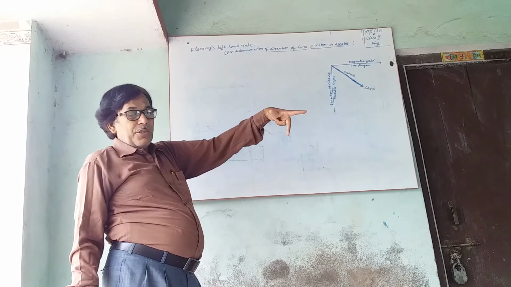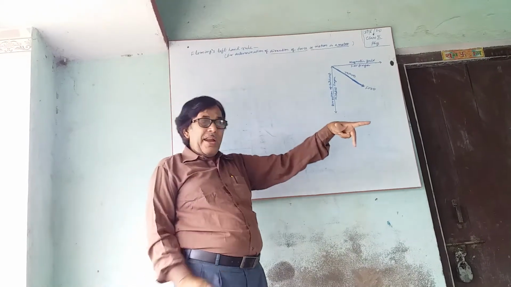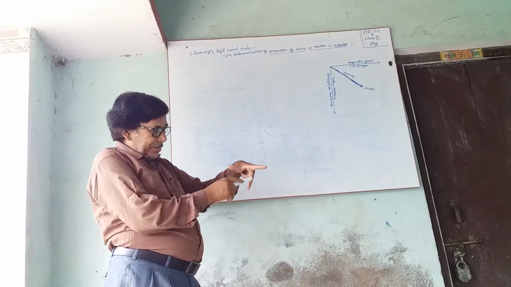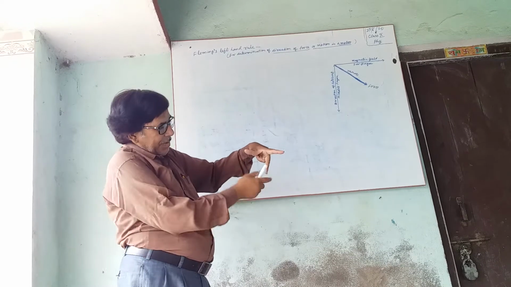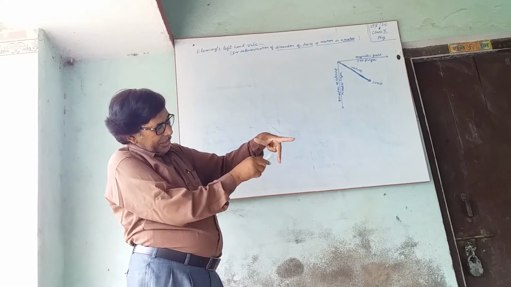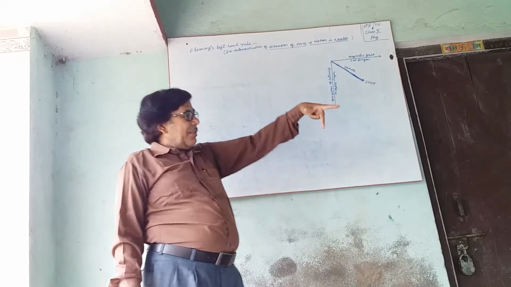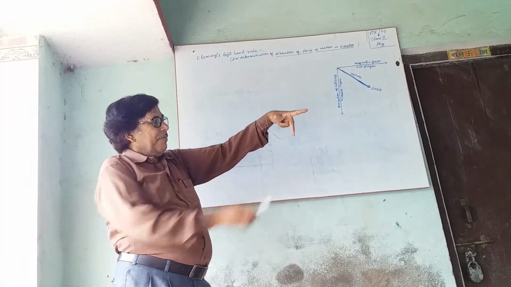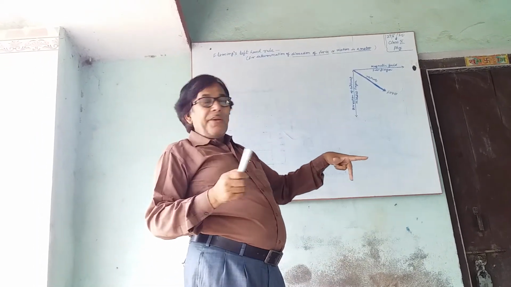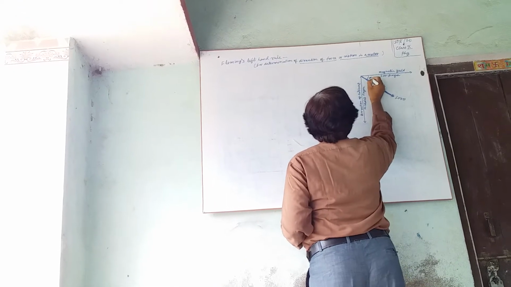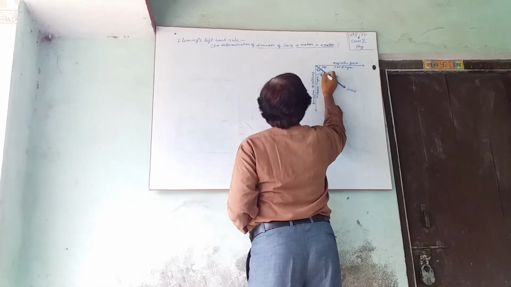If you stretch the three fingers, that is forefinger, middle finger and thumb of your left hand, each at right angle with one another, that is, this angle is 90 degree, this is also 90 degree and this is also 90 degree.